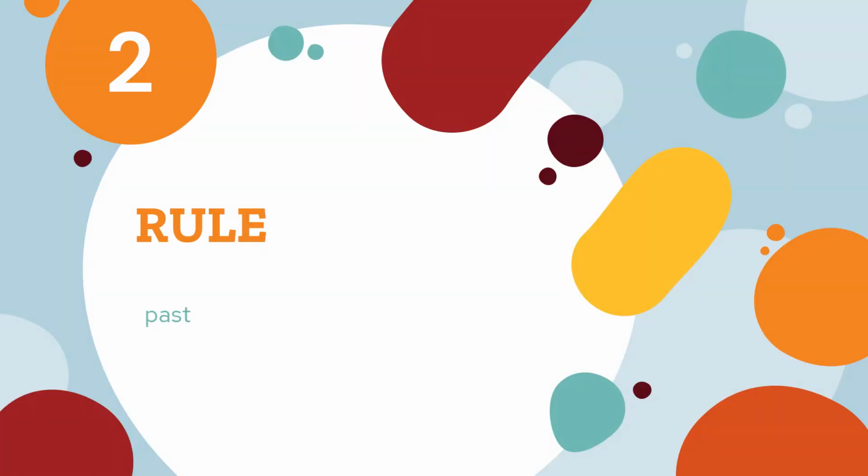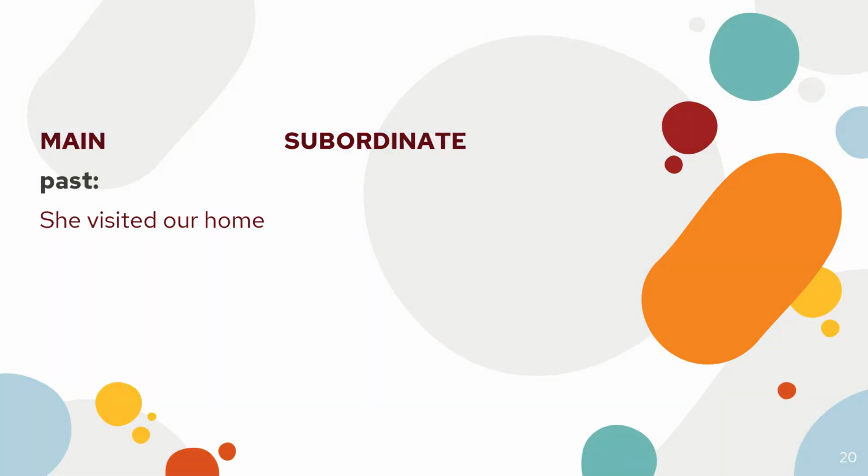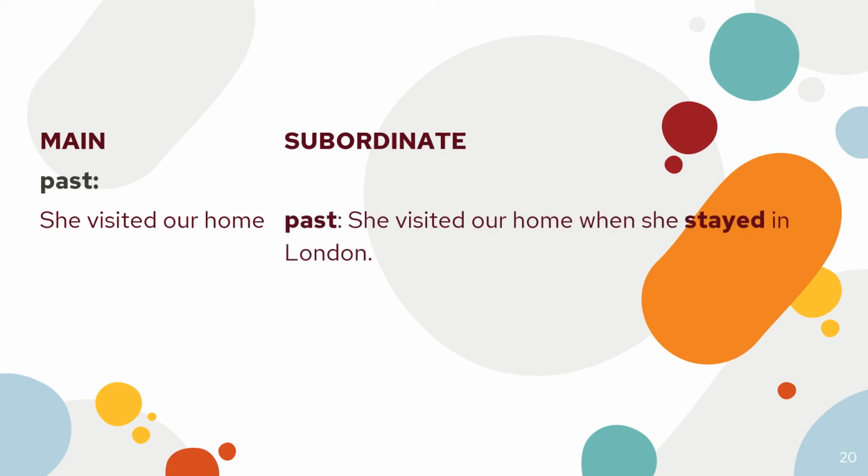Rule 2. If the verb in the main clause is in the past tense, the verb in the subordinate clause can be in the past, continuous, or the past perfect. For example, she visited our home. The verb in the main clause is in the past tense. The verb in the subordinate clause can also be in the past tense. She visited our home when she stayed in London.